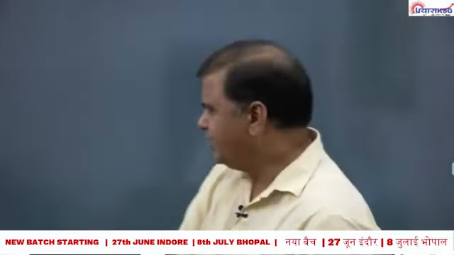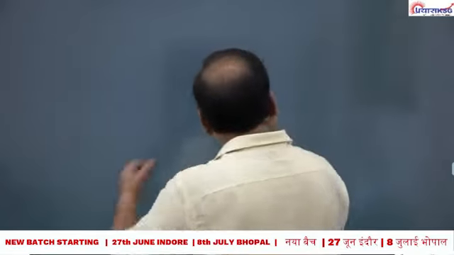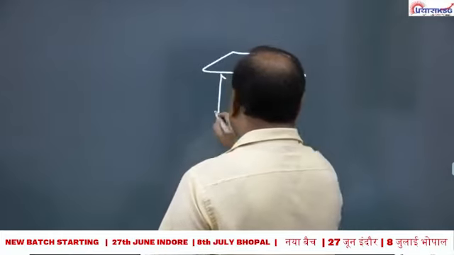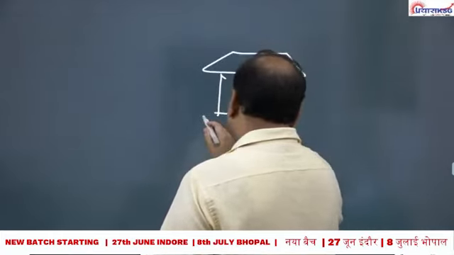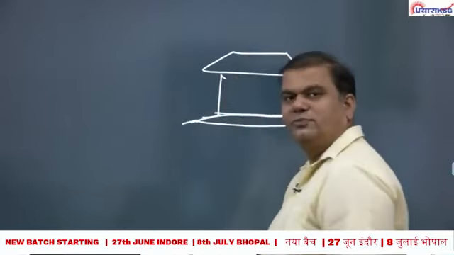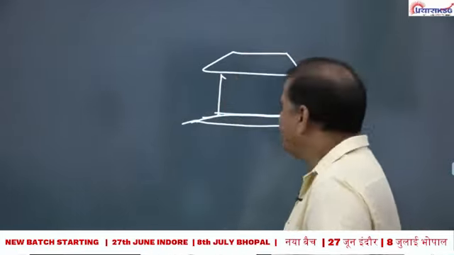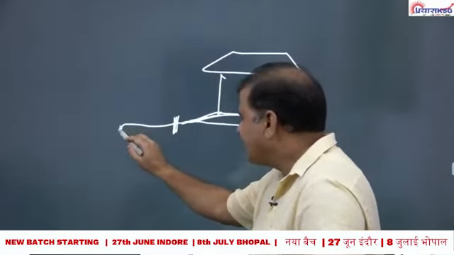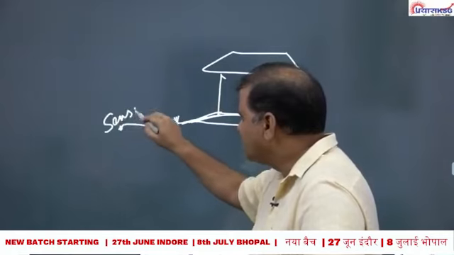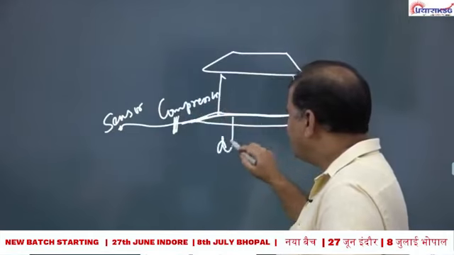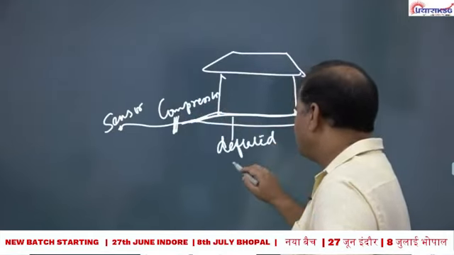See, in Japan, in high risk areas, they constructed small houses, and what they did was they put the house on a deflated balloon. Clear? This deflated balloon is attached to a compressor and then it is attached to a sensor. So suppose this is the sensor, this is the compressor, and this is the deflated balloon, not an inflated balloon.